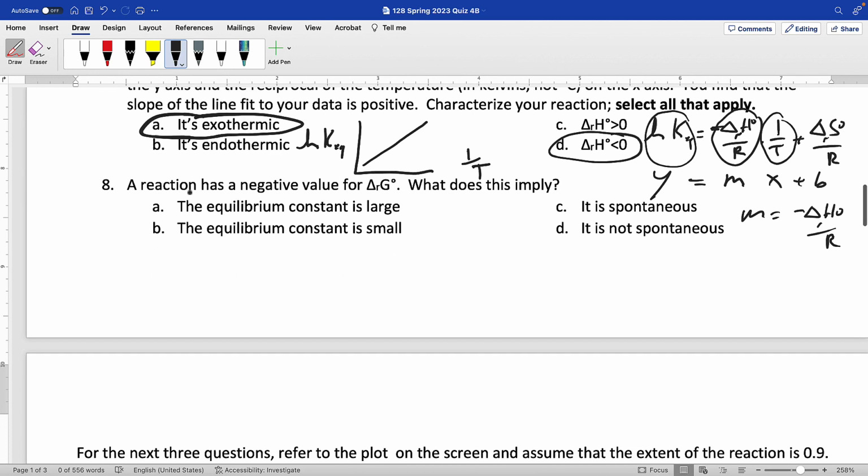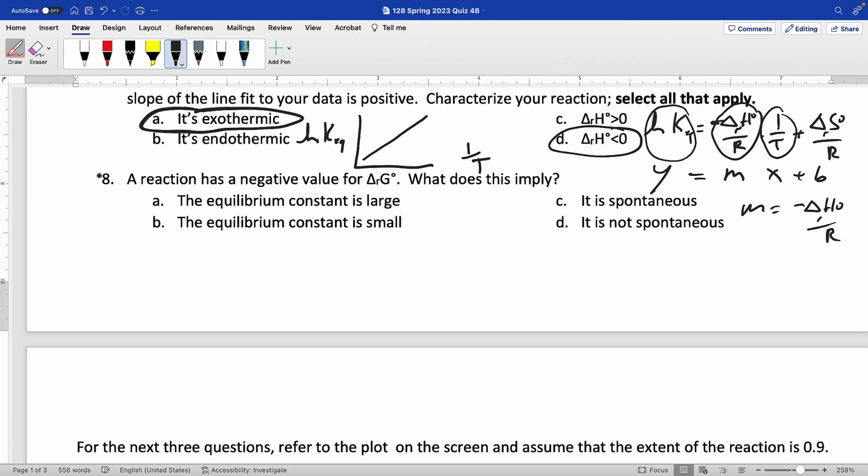A reaction has a negative value for delta G standard. What does this imply? So there's a couple ways to do this. You can do it without any math.